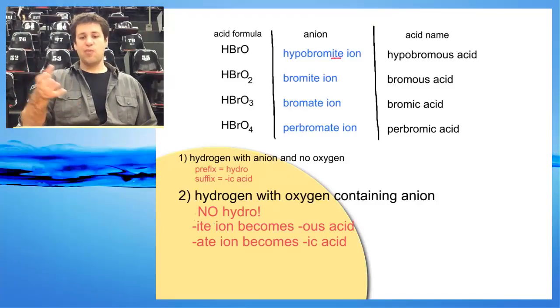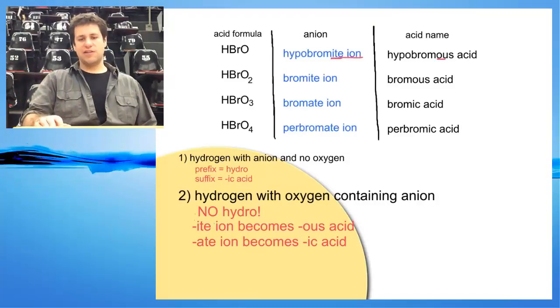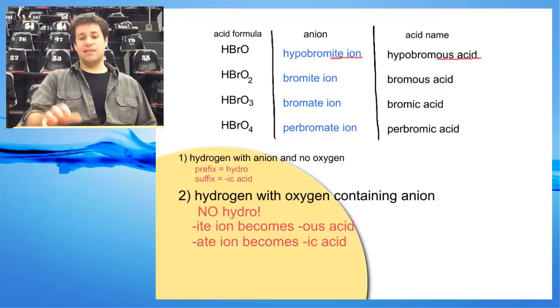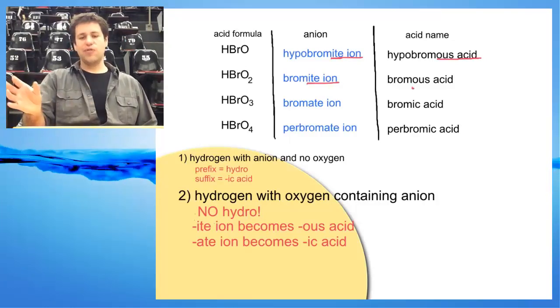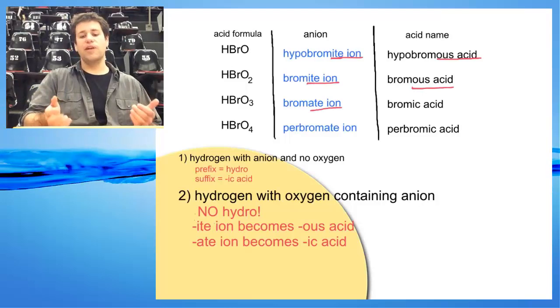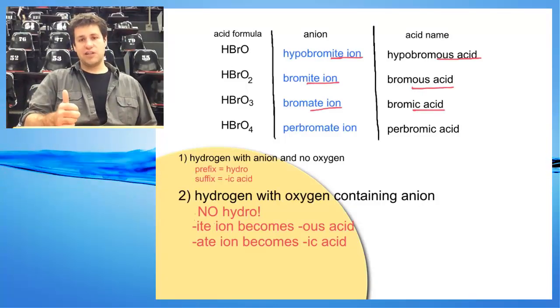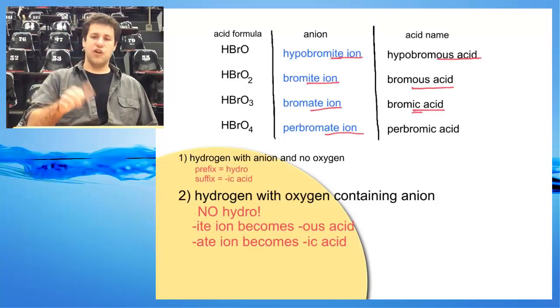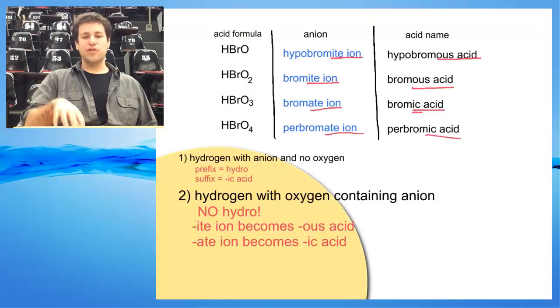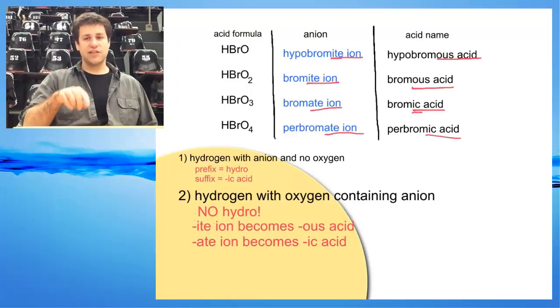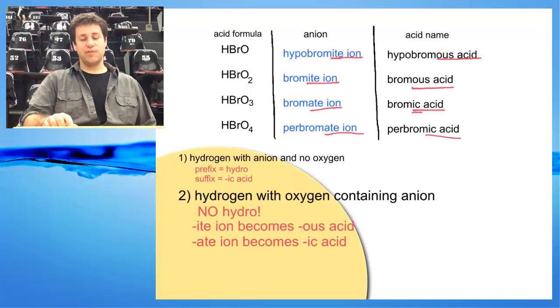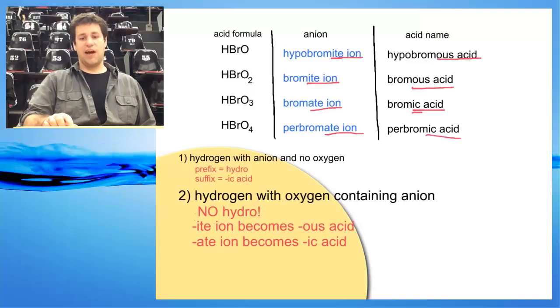So hypobromite ion, charge balanced with hydrogen, becomes hypobromous acid. The ite became aus, and I don't throw hydro on it because I'm more interested in the oxygen. Or without oxygen, hydro. With oxygen, no hydro. This is something you can review. The aus and the ic actually went with transition metals with multiple charges, so something you should check out.